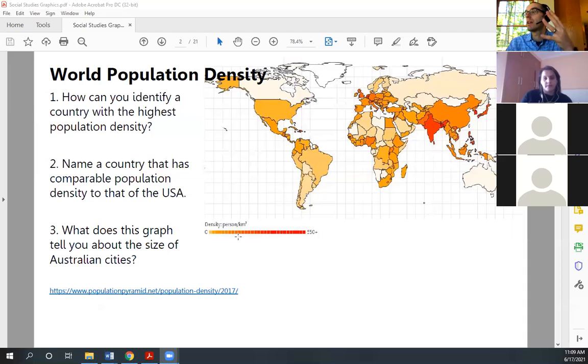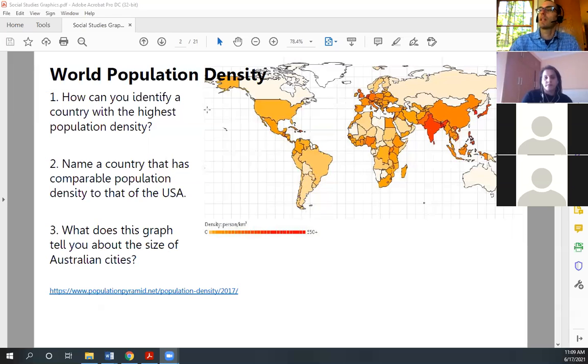So you have to be able to pick up on that level of information. The darker the red, the more densely populated the country. We see the darker reds and darker oranges through Europe and Southern Asia. Japan looks pretty red, South Korea looks pretty red, India, and a couple of other countries in here.